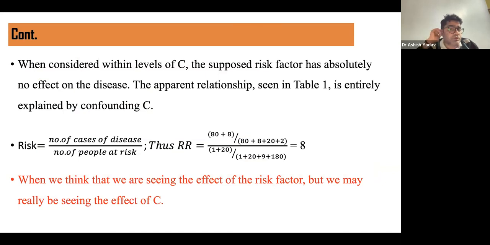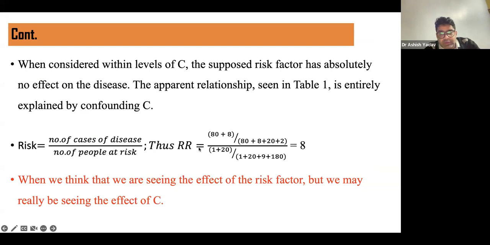Now, you can see that when considered within the levels of C, suppose the risk factor has absolutely no effect on the disease. The apparent relationship seen in table 1 is entirely explained by confounding. Thus, the number of cases of disease divided by the number of people at risk. This is the relative risk formula.